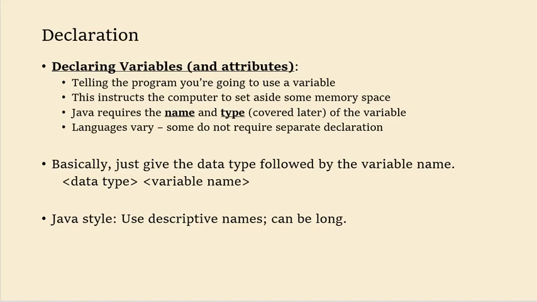It's pretty straightforward. Basically, you give the data type followed by the variable name. In Java, we use descriptive names. By that I mean don't just call something R, call it radius. And if it's the radius of the lead pipe, you might want to call it radius of the lead pipe to distinguish it from radius of the copper pipe. So the names can get pretty long. Most of the editing tools that you deal with help you and will autocomplete, so you don't have to worry about typing all these long names.